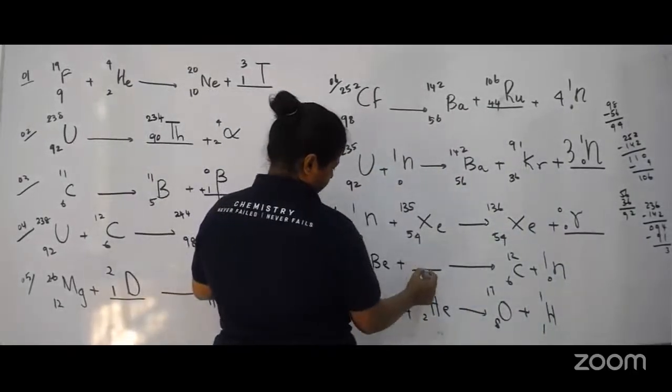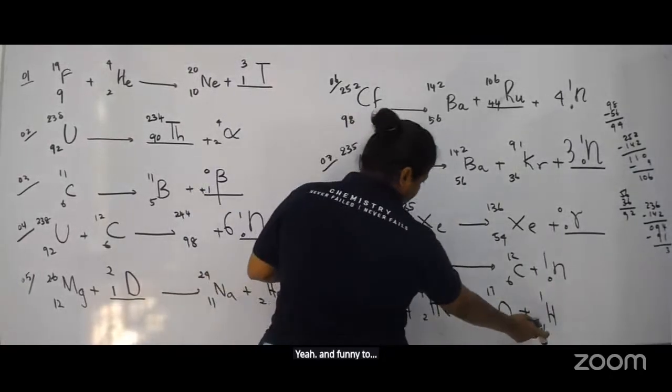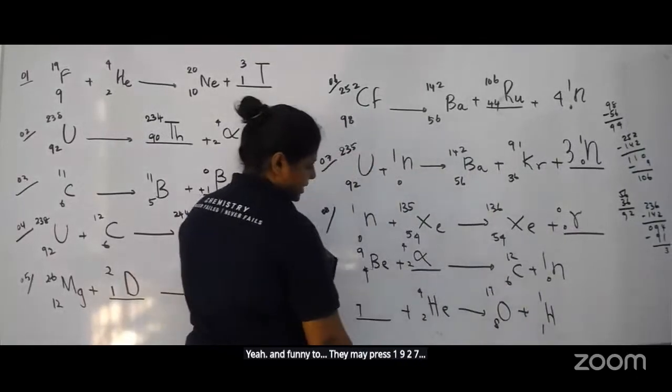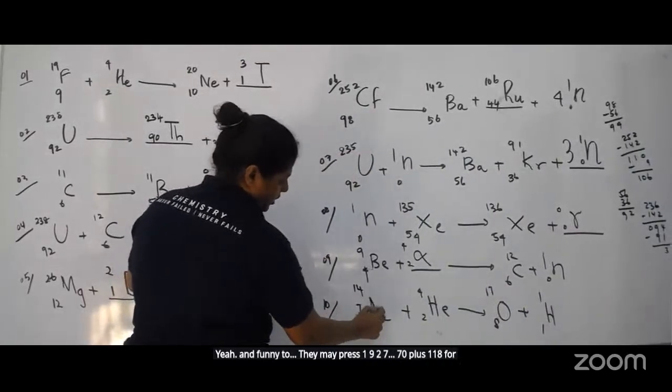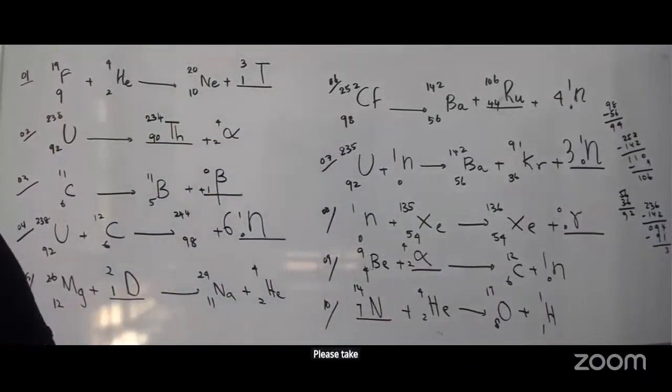Here, alpha 2. Then 8 plus 1, 9, 27. 17 plus 1, 18, 14. Please check your answers.